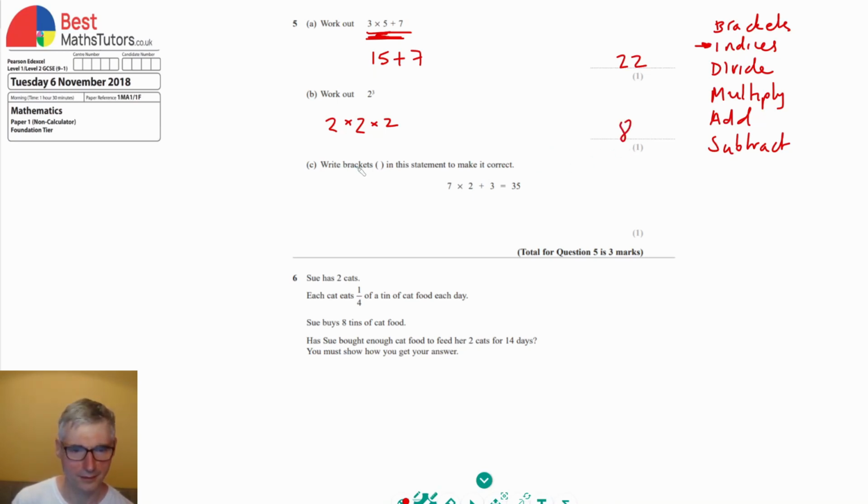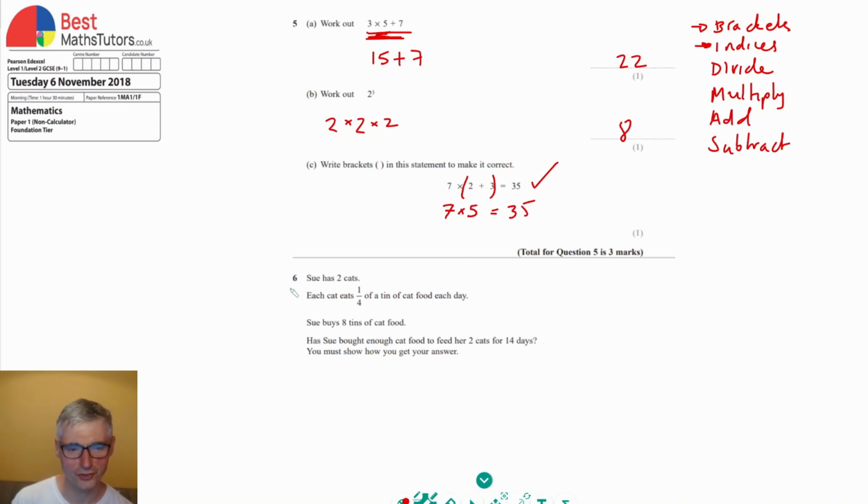So that's that one. And now we've got another BIDMAS question, so we've got to put brackets in this statement to make it true. For example, if we put a bracket around the 7 and the 2, that would mean we would multiply 7 by 2 first to get 14 and add 3, and 14 plus 3 makes 17, which isn't what we want because we want it to make 35. So in fact, if we put a bracket around the 2 and the 3, because brackets appear at the top, we'd do what's inside the bracket first. So we can keep the 7 as it is, and then 2 plus 3 makes 5, and 7 times 5 does make 35. So that is the correct position for the brackets.